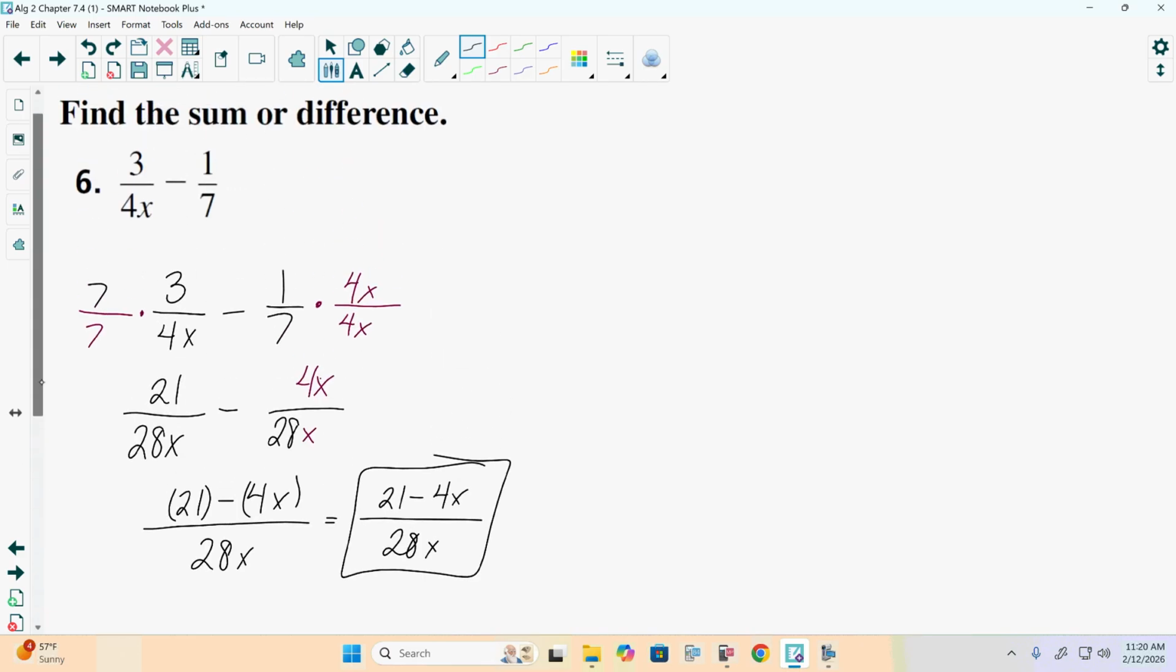Questions on this here? You can. Yeah, you can put the negative 4x in front and say negative 4x plus 21 over 28x. That's fine too.